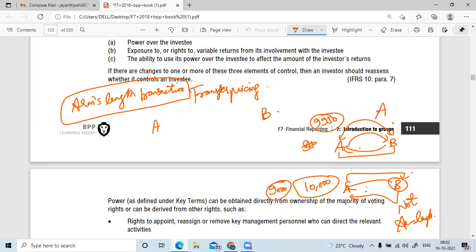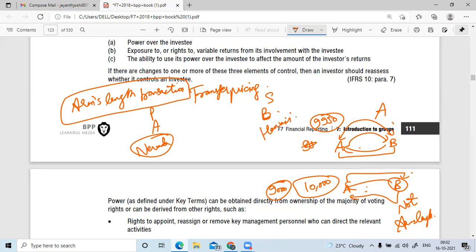When it comes to transfer pricing, there is no arm's length transaction going on, because A is the parent and B is the subsidiary. Maybe A is in some state called Nevada. You may be knowing about Las Vegas and all. And B is in the state called, let us say, Hawaii.